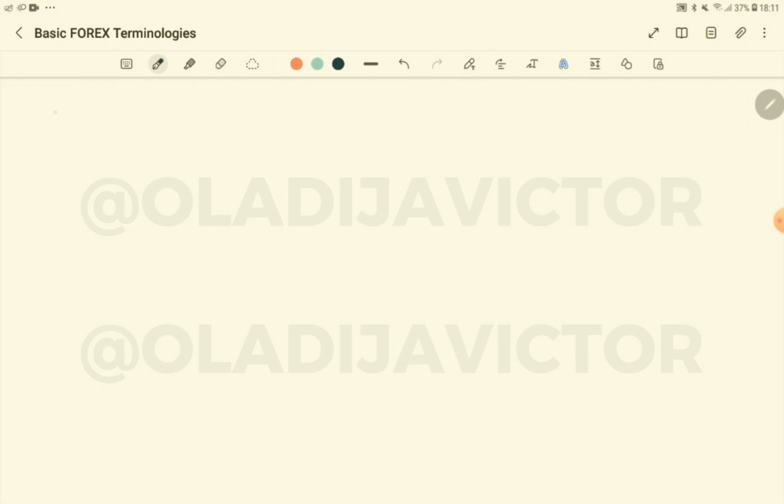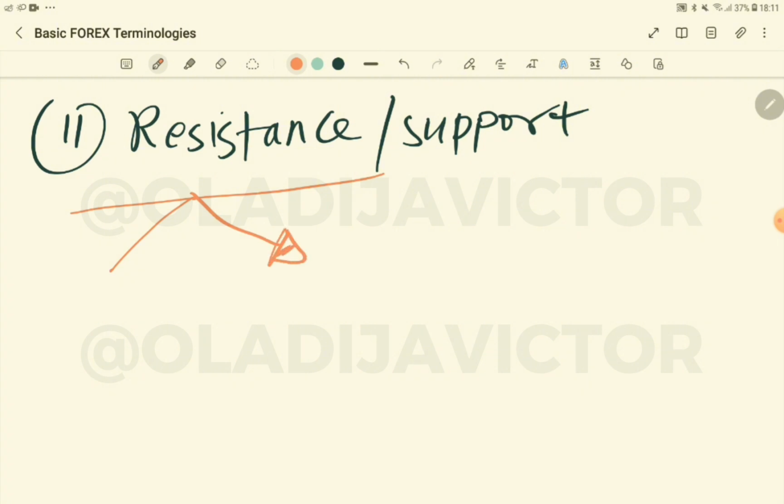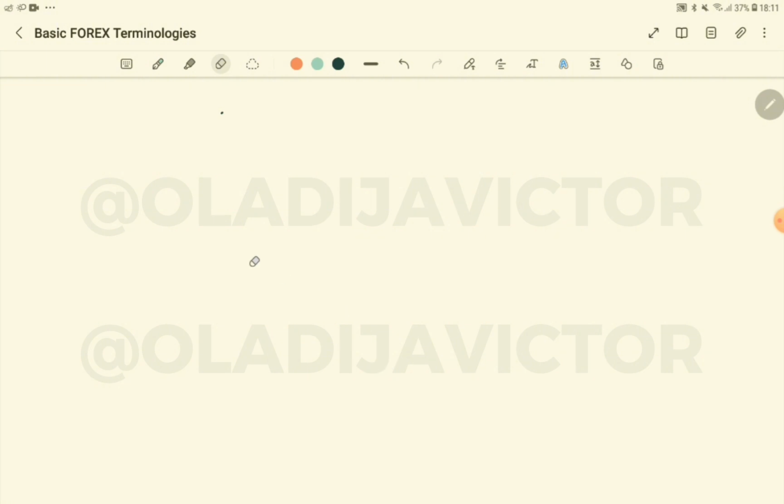The next is resistance and support. I've talked about this so many times, so I'm not going to stay too much on this. Resistance is a particular level where price gets to and then changes direction downwards, while a support is a particular level a price gets to and then changes direction upwards. That is the summary of what a resistance and a support is.